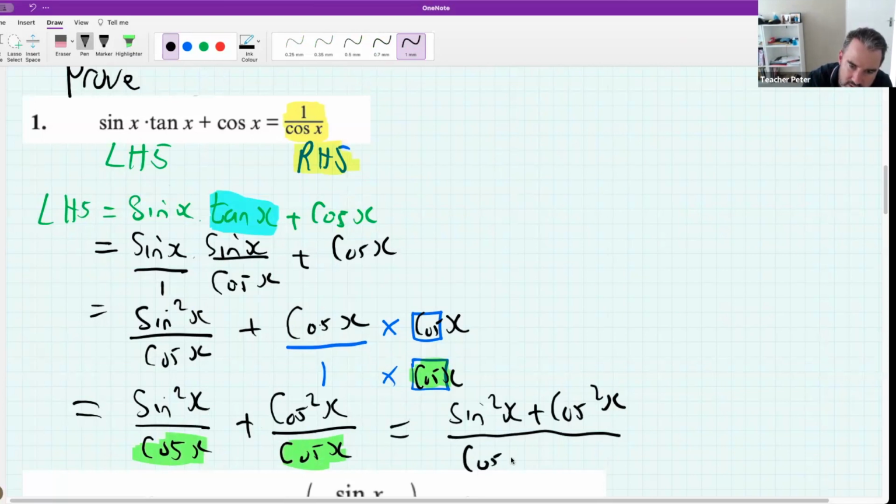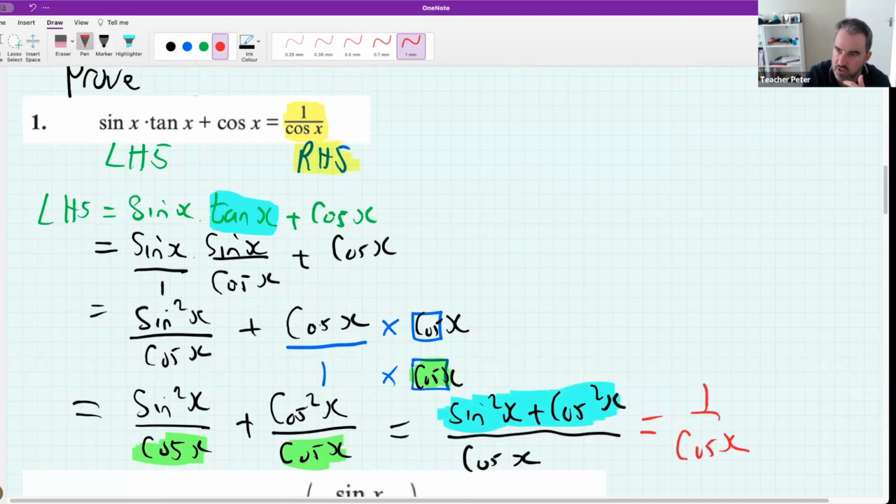Do you recognize something about the numerator, Bukle? It's an identity. And sine squared x plus cos squared x is equal to 1. Exactly. So this thing over here is going to be the same as 1. And that's fantastic news because it's 1 over cos x, which is the same as the right-hand side. And so we've proved it.